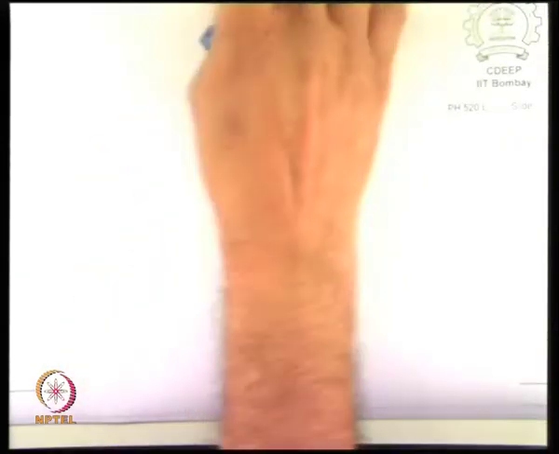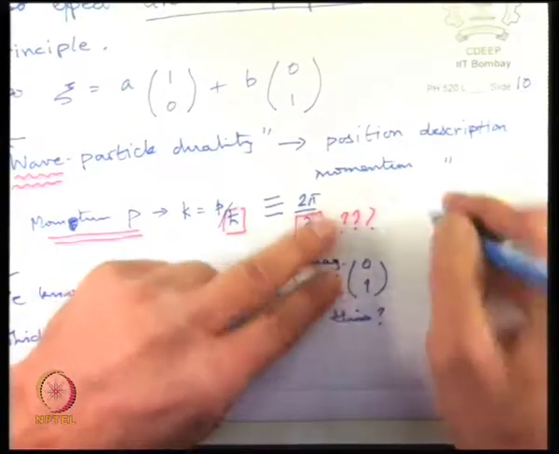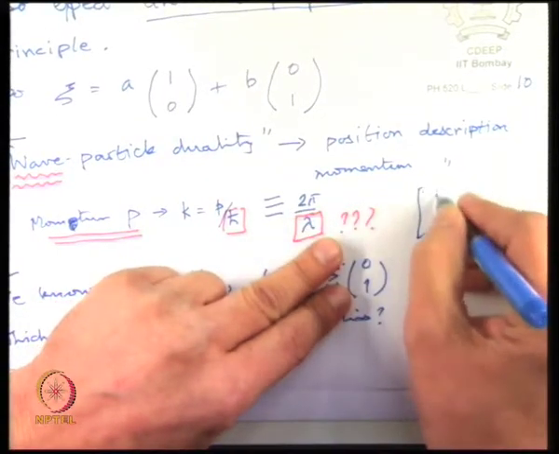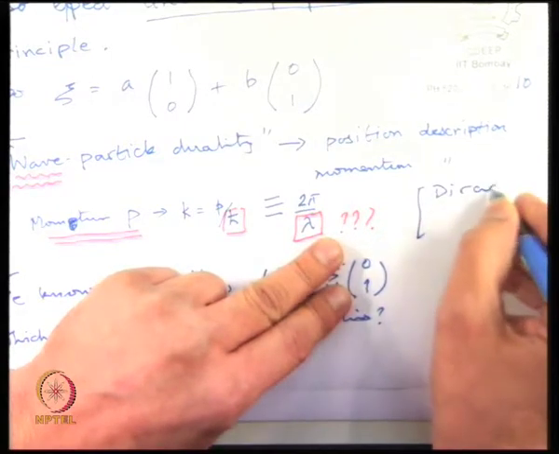By the way, what I am telling you is nothing new. It is what is written by Dirac in his 1929 book. So you have to read Dirac's book. Please don't read any other. There are only two books to read in quantum mechanics, Dirac and Schiff.